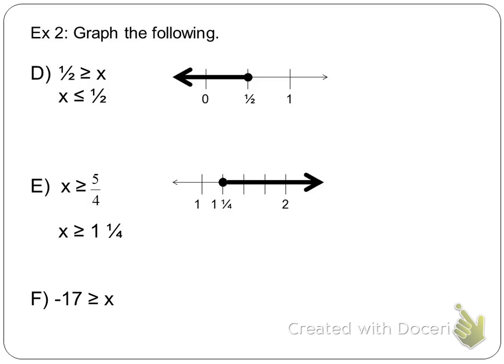All right, -17 is greater than or equal to x. What goes next? -18, -17, -16. Wait, I have to rewrite it first. I'm sorry. How should I rewrite it? X is less than or equal to -something. Very good. X is less than or equal to -17.